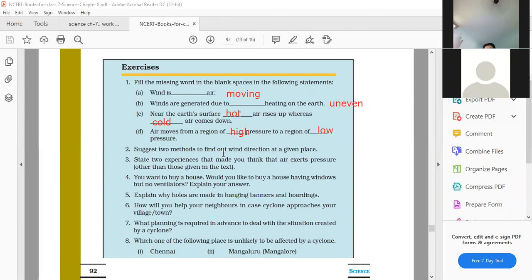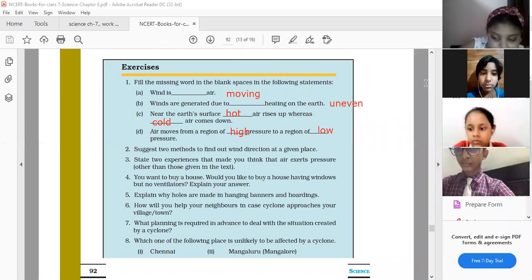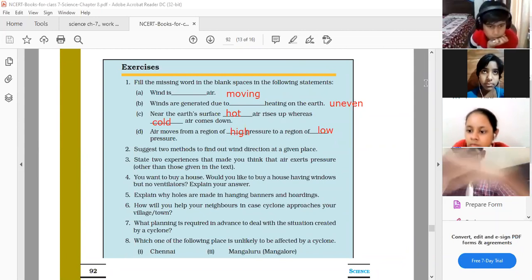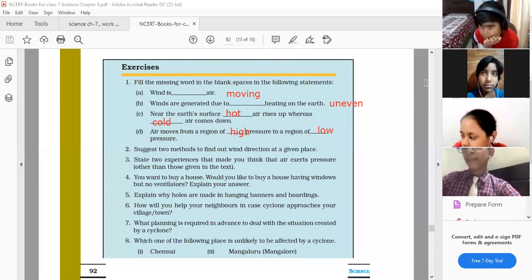Okay, next, come to the next question number 2. Suggest any two methods to find out wind direction at a given place. So kindly raise your hands only. If you want to find out the wind direction at a given place, then what two methods do we need to follow? Yes, Avika. Ma'am, we can use the instrument known as anemometer, which is used to find the wind direction. And ma'am, we can use the wind vane. It is also an instrument which is used to find the wind direction. Okay. Ma'am, we can also use a weathercock. Weathercock is also used to find the wind direction at a given place.